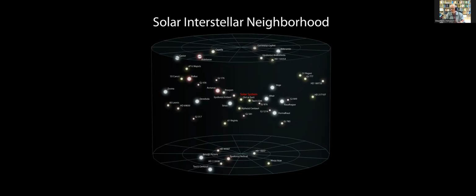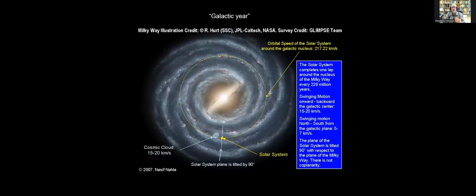We can step back even further, however, and see that our solar system is part of this cosmic cloud, and the orbit of the solar system around the galactic center is 217 kilometers per second. It's very, very, very fast. So the solar system at this velocity completes a lap around the nucleus of the Milky Way, which is a barred galaxy here shown at the center, once every 226 million years.